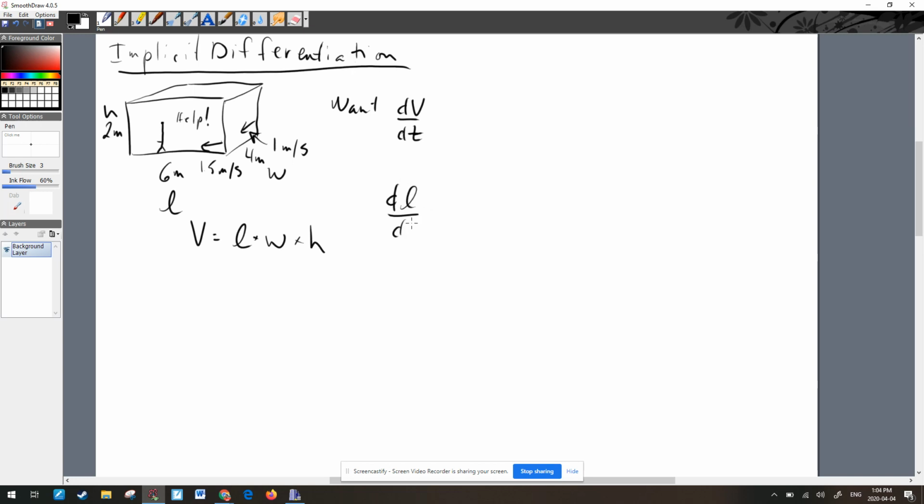I know that dl by dt, the length, is actually changing. It's getting smaller at a rate of 1.5 meters per second. We'll have to be really careful. It's getting smaller, so it needs to be negative 1.5 meters per second. And then we know that the width, this dimension here, is getting smaller. So dw by dt, it's decreasing at 1 meter per second.